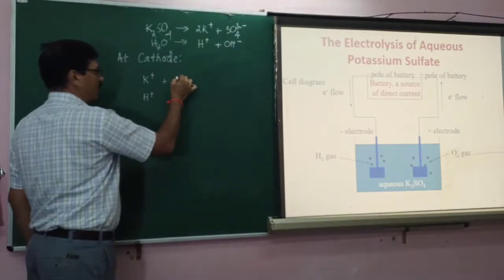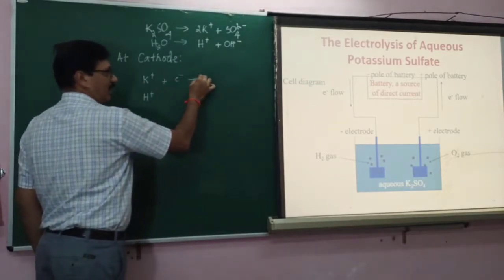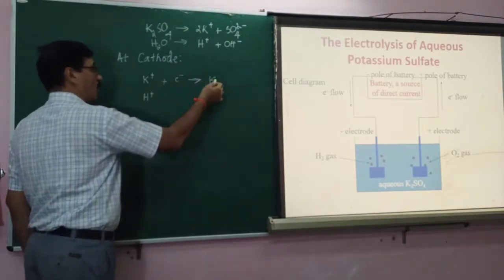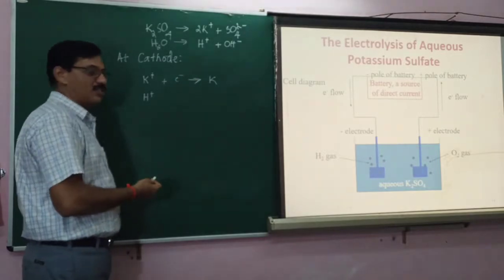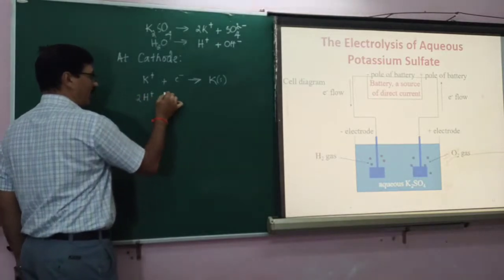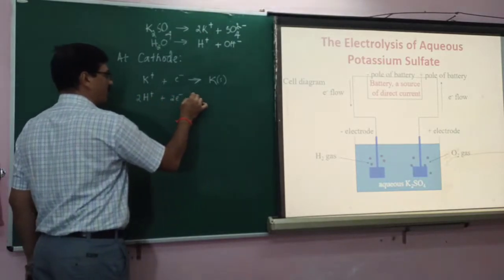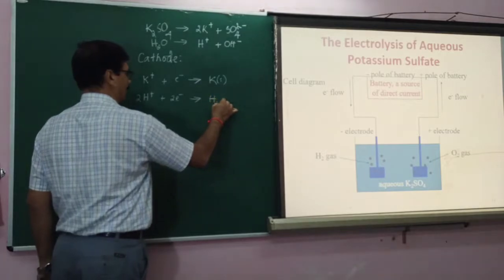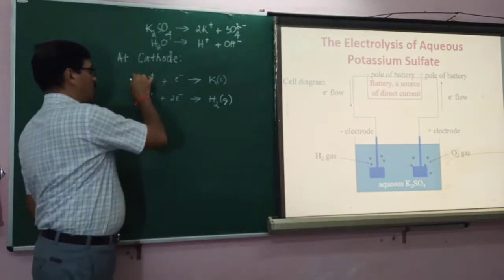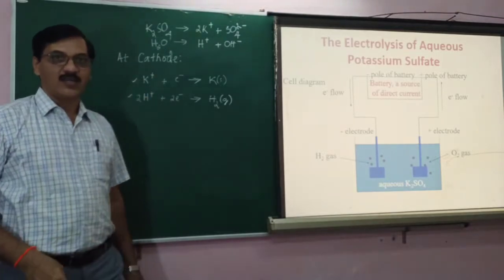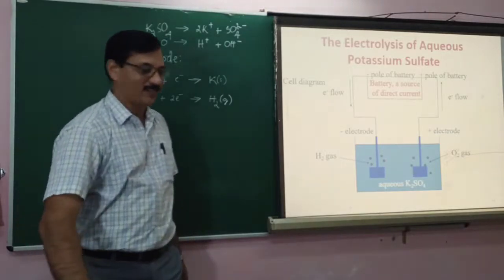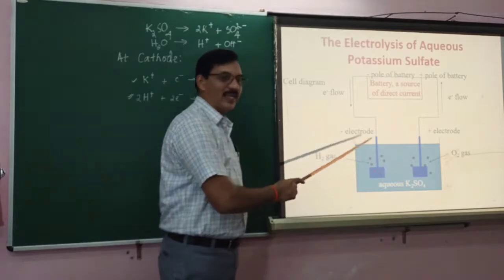If the potassium ion undergoes reduction, then liquid potassium is formed, or potassium may be deposited, because the temperature is not high, therefore solid potassium may be formed. Or two hydrogen ions taking two electrons will give hydrogen gas. So there are two possibilities. Out of these, we find that this is the only reaction that occurs at the cathode. Only hydrogen gas is being formed.